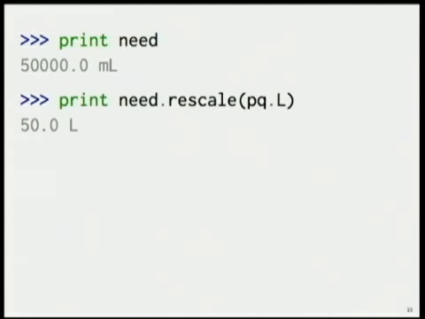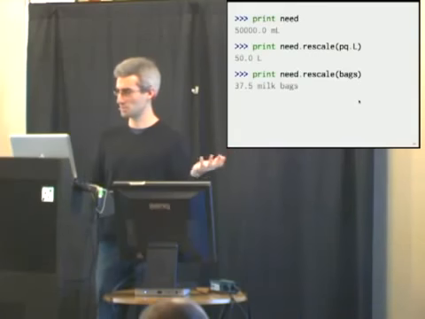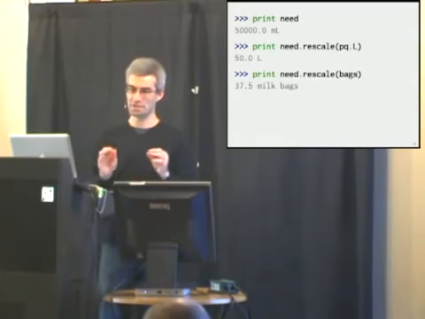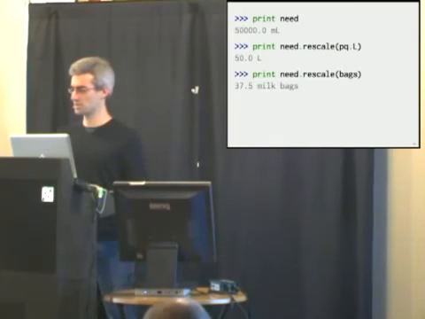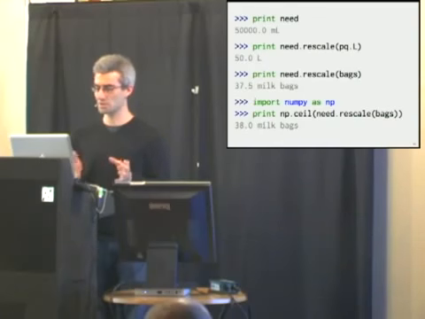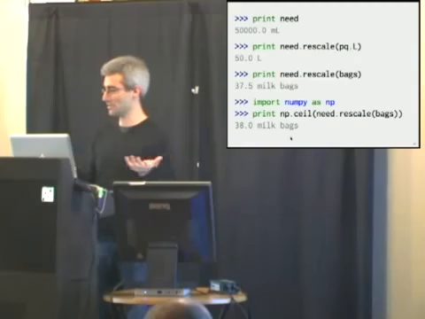I can rescale that to be in terms of liters, which is just easier for me to reason about. And I can do the same rescale function and give it my new unit of bags to see that I need 37.5 milk bags. Of course, we can't buy fractional bags. But fortunately, since quantities integrates with the rest of the scientific Python stack easily, we can use NumPy's number crunching abilities to rescale this and then take the ceiling. We get 38 milk bags.